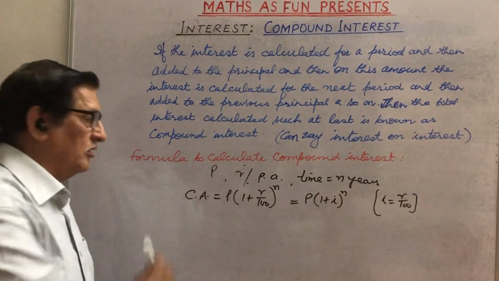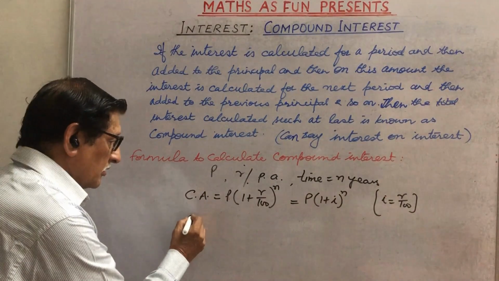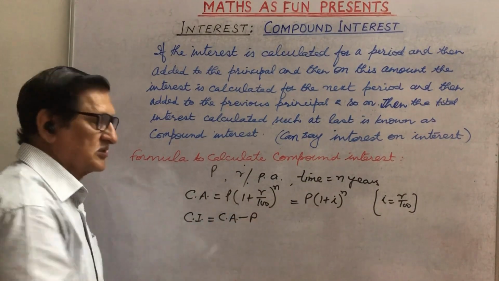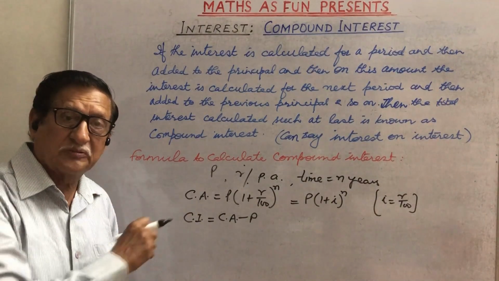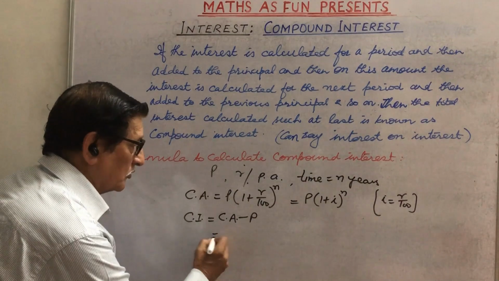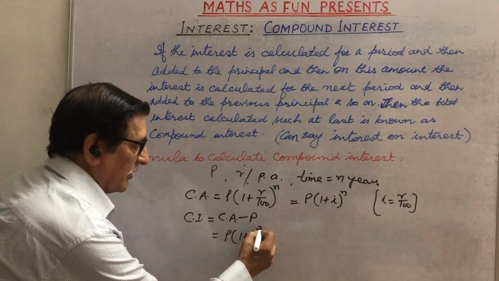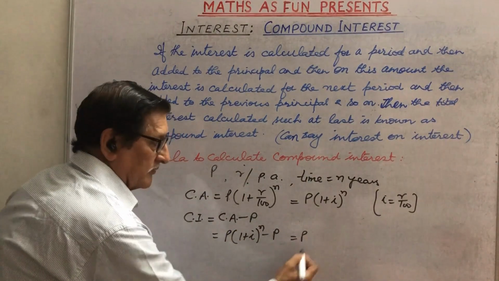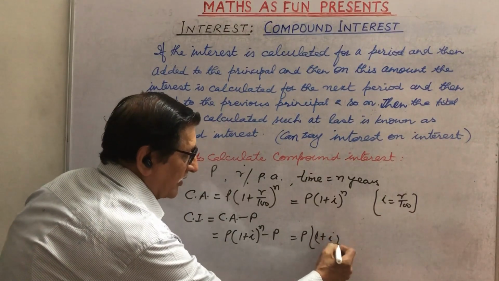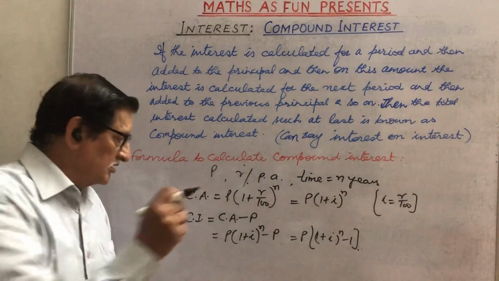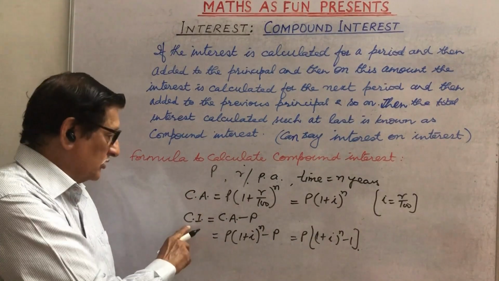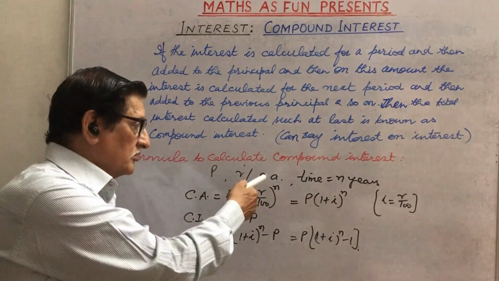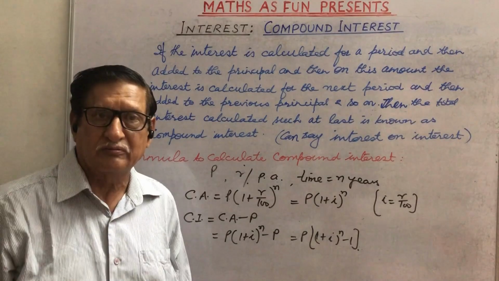If it is the compound amount, then the compound interest CI will be equal to compound amount minus principal. This is the initial principal, the first principal. And that will be equal to P into 1 plus i to the power n minus P. If we take this P common, this will be 1 plus i to the power n minus 1. This is the way we can calculate the compound amount or the compound interest for the period which is given to us. Now we will be learning how this formula is derived.